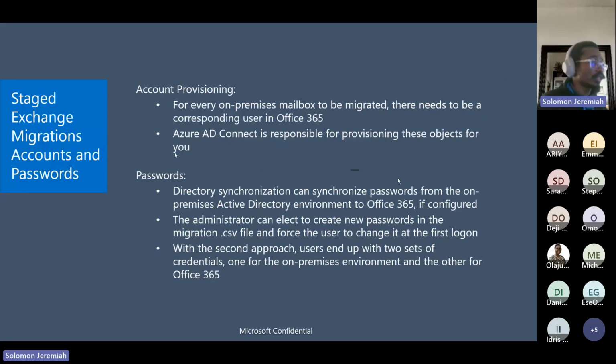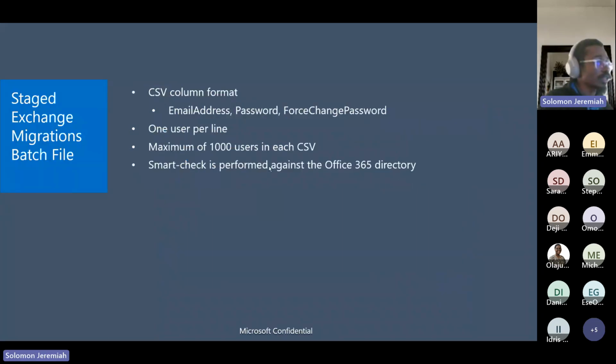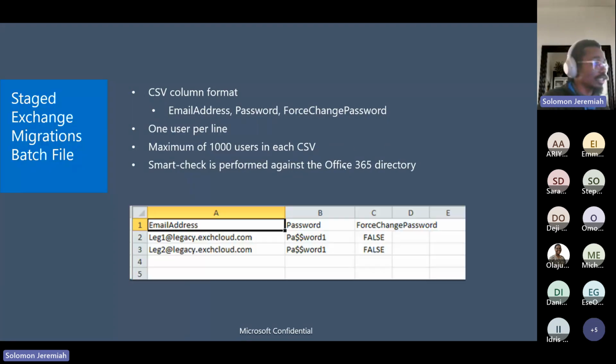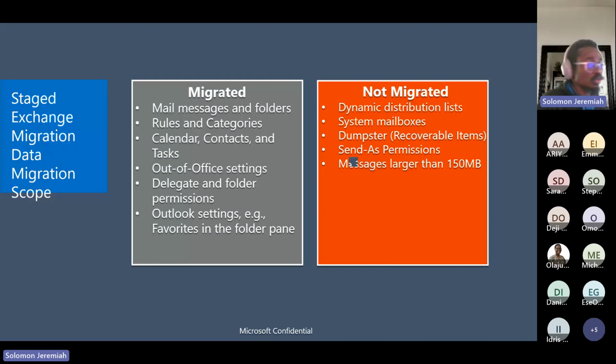So for stage migration, what is going to happen? You can see they're telling us we can create batches, with a maximum of 1,000 users in each CSV. This one actually stated that, but let's just see what we can do. If we look at this, we can see what we can actually do.